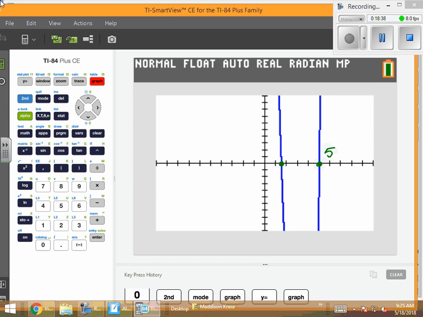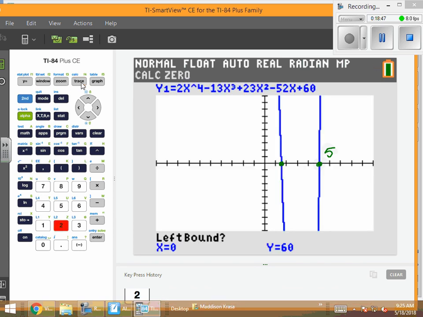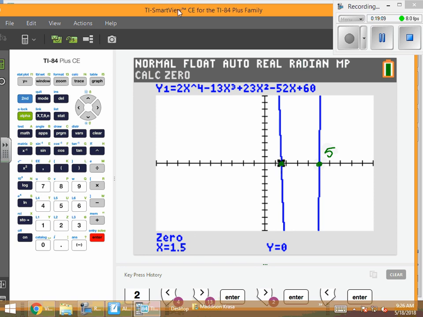So to trace it, you press second, trace, and number 2, 0, because that's another word for solution or x-intercept. And so we do our left bound, so I gotta find my cursor here. There it is. Okay, so left bound, go down below it to the right bound, and then our guess will be right on it. So yep, it is 1.5, which is good news. So we know that two of the roots that we can check with synthetic division are 1.5 and 5.